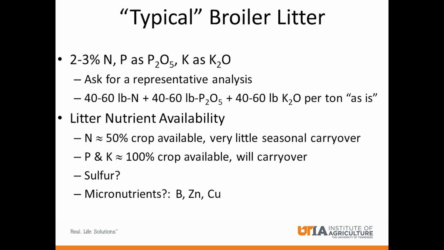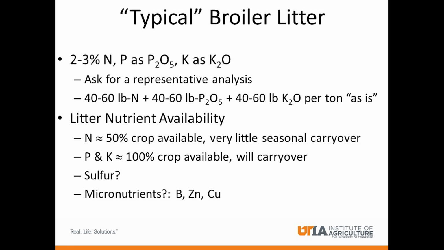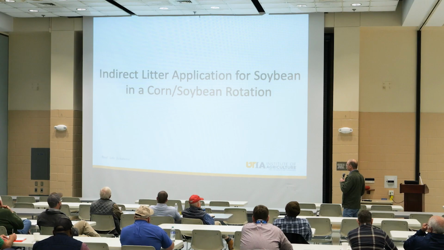This next point here, I get this question quite a bit. I've got a field with a phosphorus and potassium need based on a soil test. I'm concerned that if I put this litter down at planting, that phosphorus and potassium is not going to be crop available by the time my crop needs it. So we're going to address that today with some of the data that I'm going to show you. I also get questions about availability of sulfur and certain micronutrients in litter. We're going to address that question today with the research also.